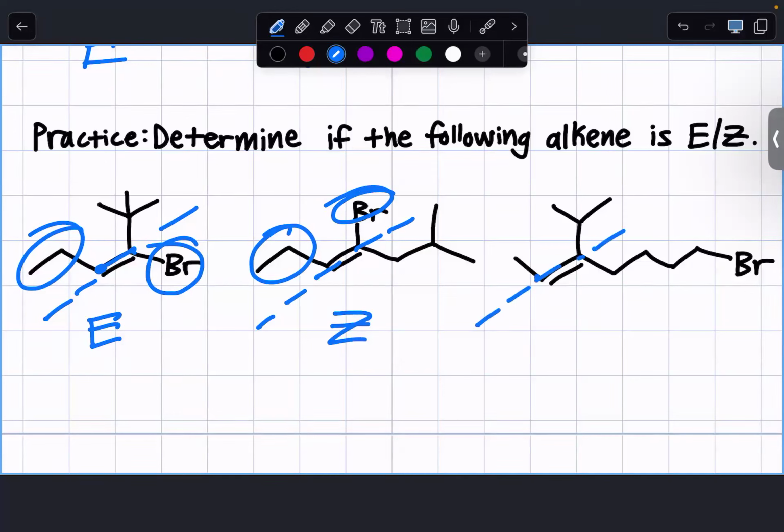Yeah, Z as well. Even though this group here looks bigger, this group has a higher priority, because this carbon and that carbon have the same atomic number, so we have to look at what's attached to it. This carbon is attached to 1 carbon and 2 hydrogens. This carbon is attached to 2 carbons and 1 hydrogen. Since this carbon is attached to more higher atomic number atoms, this is the high priority. Even though this looks bigger, this is high priority, where the 2 high priority groups are on the same side, Z.